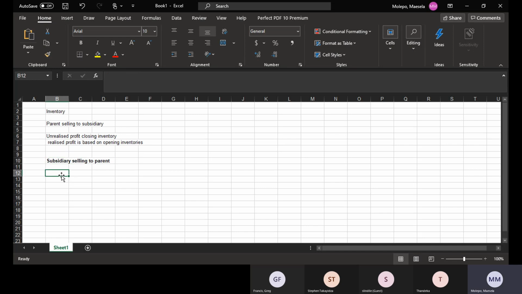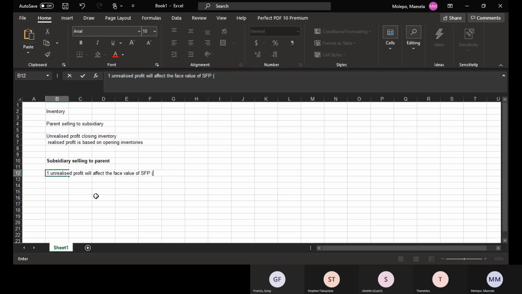Then, one, your unrealized profit will affect the face value of our statement of financial position. So our SFP means statement of financial position. In this case, what are you going to do with it? You're going to deduct it. I'm giving you the summary so that when you study for your exam, you know how to treat these things. And then again, the unrealized profit will affect the face value of the statement of profit and loss.